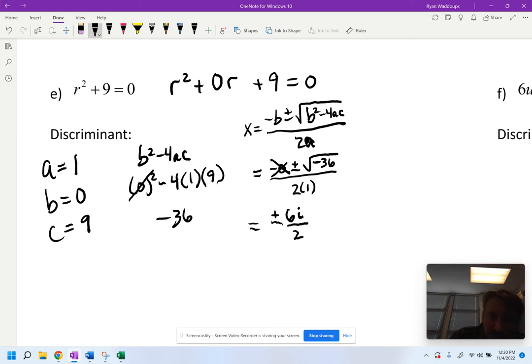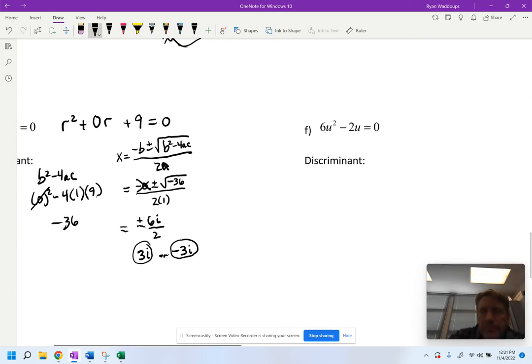Now, 2 goes into 6 three times. So this is positive 3i, because 2 goes into 6, 3, or negative 3i. That's the plus version, and this is the minus version. So those are our two solutions, plus 3i or minus 3i.